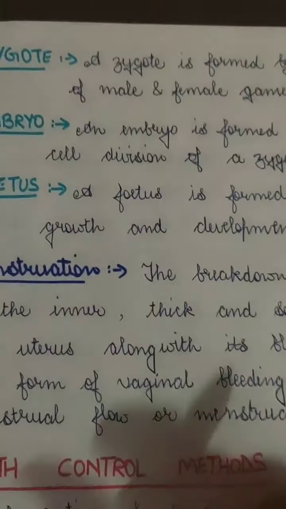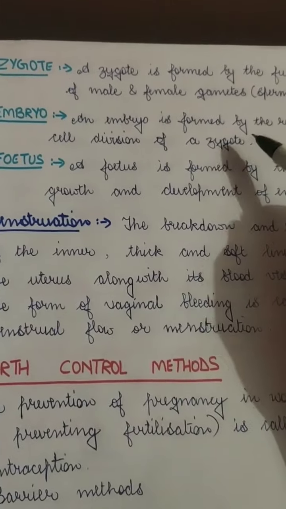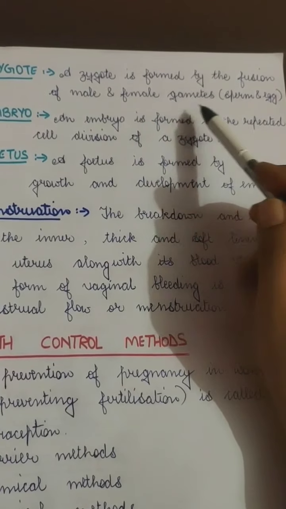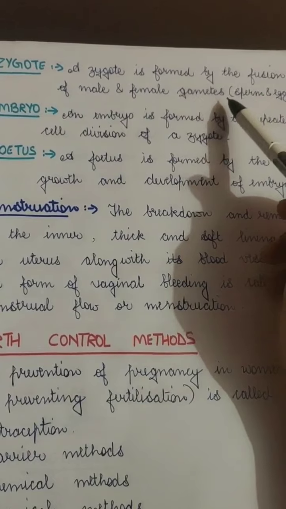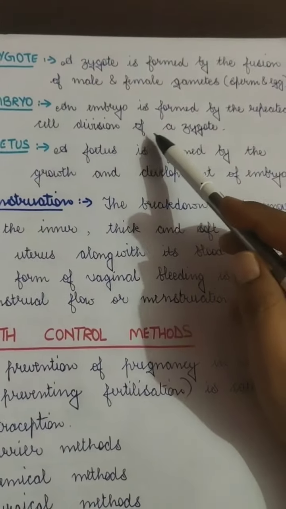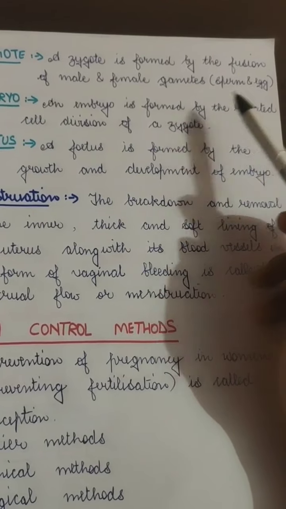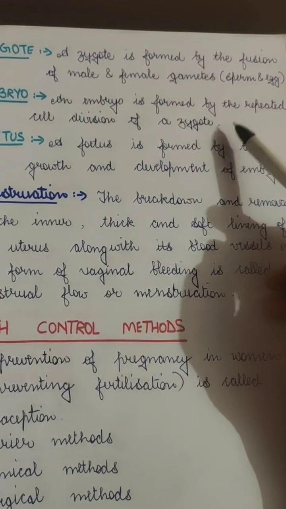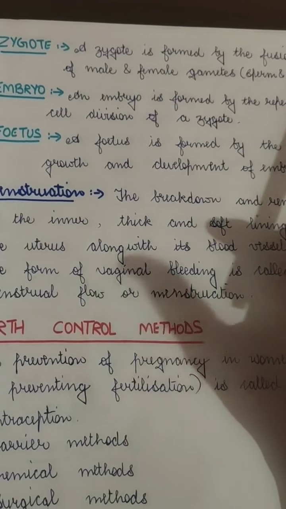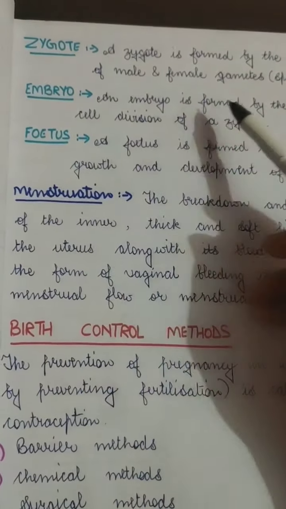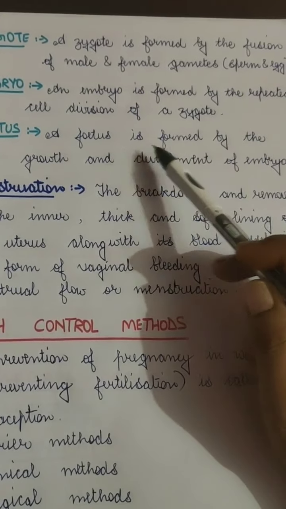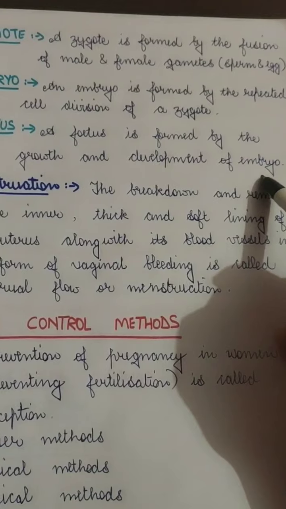So here are the differences between embryo, zygote and fetus. A zygote is formed when the fusion of male and female gametes is done. The first cell which is formed after the fusion is called a zygote. Then an embryo is formed through repeated cell division, when a single cell becomes a mass of cells, or hundreds of cells. It does not have any shape yet. And a fetus is the developing embryo, formed by the growth and development of the embryo.